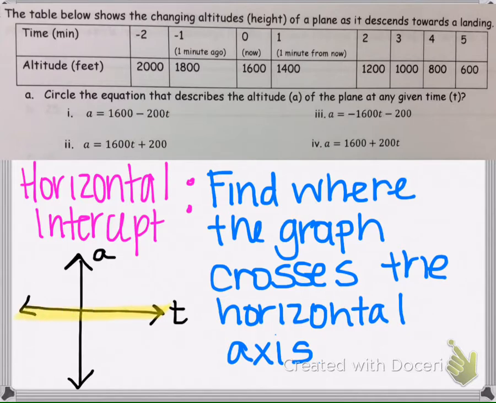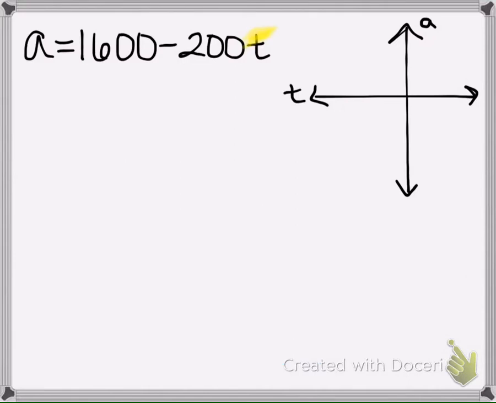We're using t for our input variable. So we want to know where it's going to cross the horizontal axis here. That means we want to know what t is when a is 0. So since we want to know where it crosses the horizontal axis, and that's t, we want to leave t in the equation, and we want to plug in 0 for the altitude.